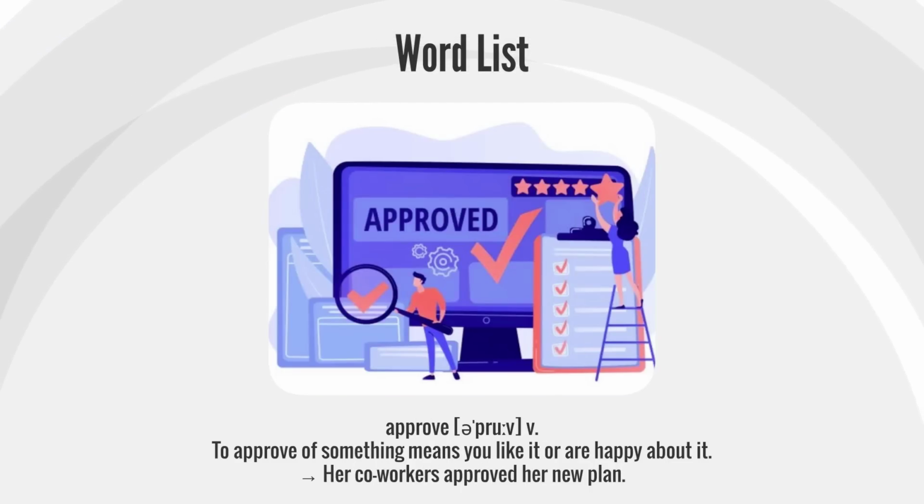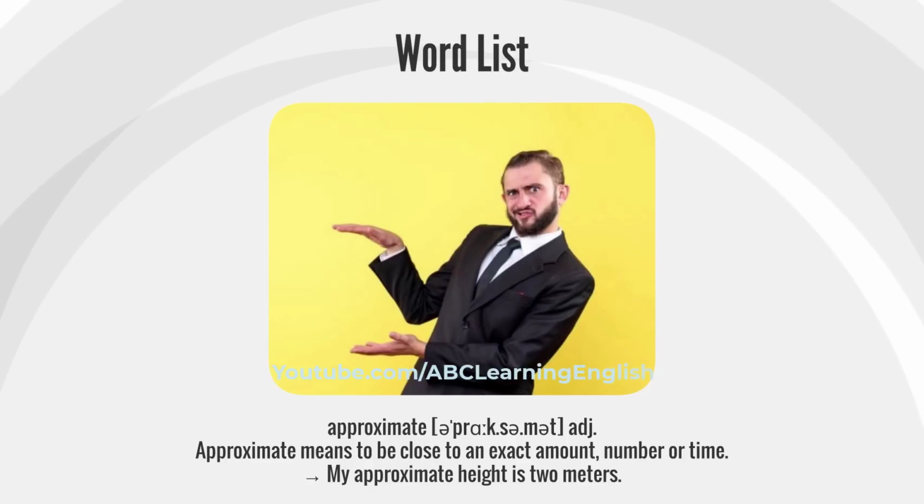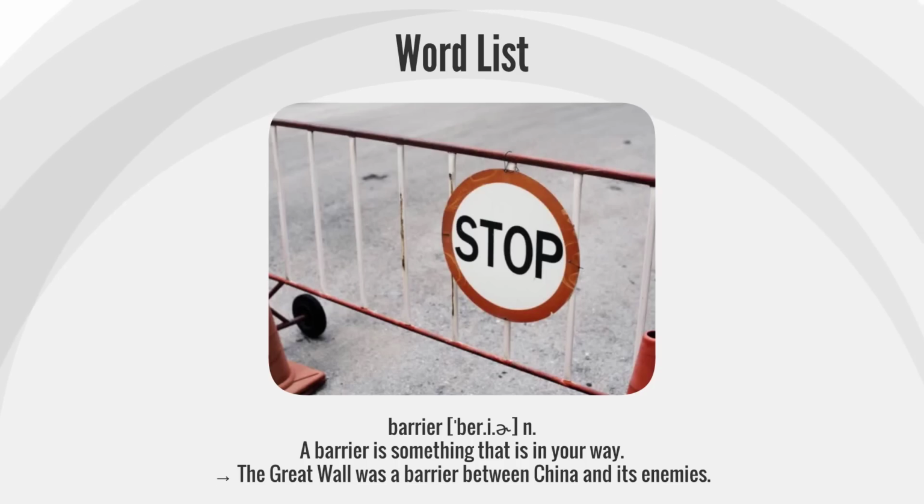Approve. To approve of something means you like it or are happy about it. Her coworkers approved her new plan. Approximate. Approximate means to be close to an exact amount, number, or time. My approximate height is 2 meters. Barrier. A barrier is something that is in your way. The Great Wall was a barrier between China and its enemies.